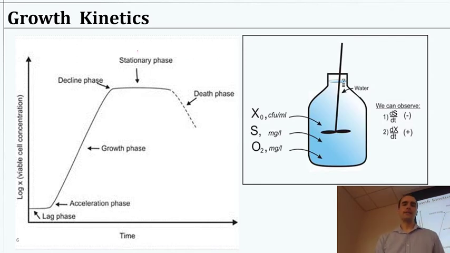That's when you get a stationary phase, and then eventually you have kind of a death phase where you no longer have a net growth or even a stable situation, and your bacteria are dying off because they have no food. Okay, so that's our typical profile if we were to do all this in sort of a batch container.